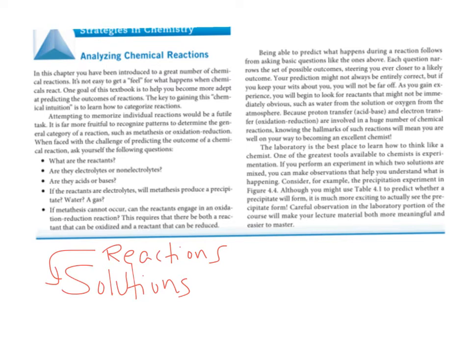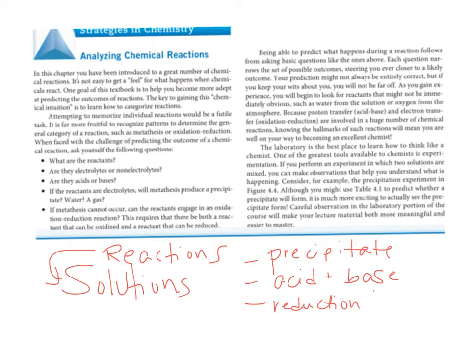You've learned different types of reactions that can happen in solutions. You've learned you can have a precipitate reaction. You've learned you can have an acid and base react and produce water and a salt and possibly something else. You've learned you can have reduction and oxidation take place. We call that redox. That means electrons are being transferred from one substance to another. Those are the three types of reactions we've learned.